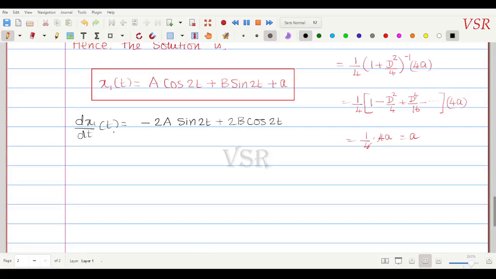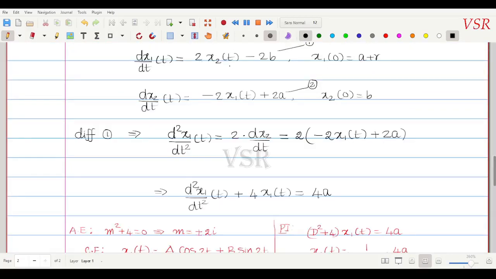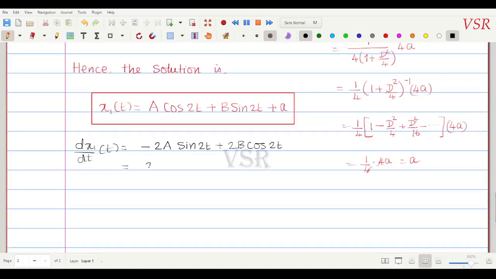But what do I know? This is equal to x1 of t; differentiating, what do we get? 2 times x2 of t minus 2b. So we have this equal to 2 times x2 of t minus 2b. Okay, so I equate these two. This implies that we can cancel all the 2s here. So we have x2 of t minus b, which is equal to this. I take that minus b over there. So the 2s all cancel.